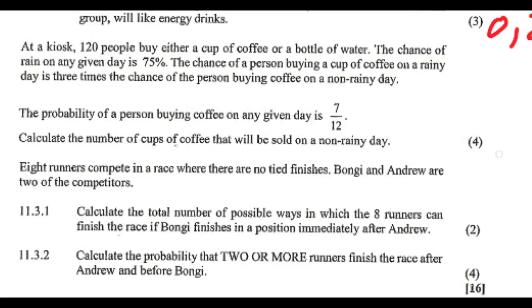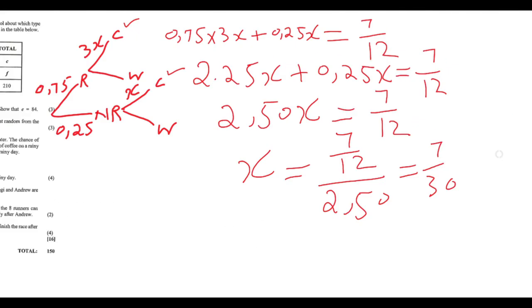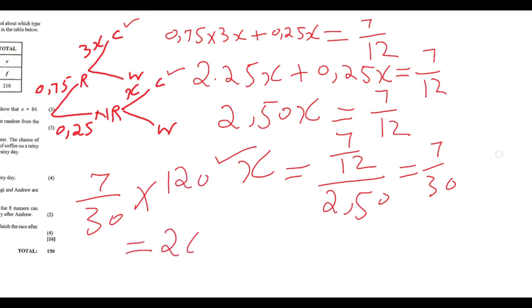Now calculate the number of cups of coffee that will be sold on a non-rainy day. So this is the probability of non-rainy day, how many cups of coffee are sold. Now we need to find the number of cups. So it's going to be 7 over 30. Total is 120 people. So multiply by 120, the answer will be 28 cups. So this is my final answer.